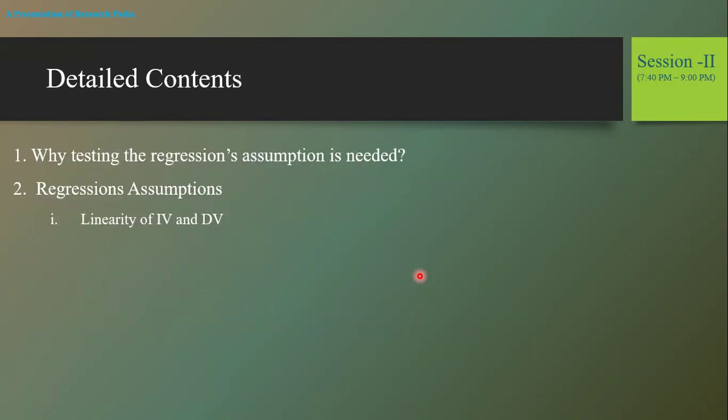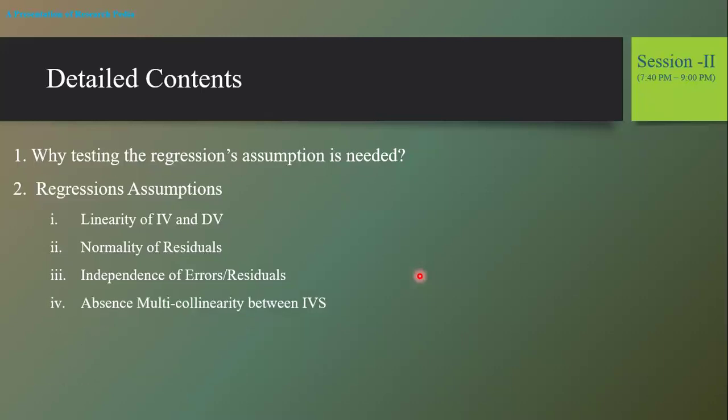The detailed contents include why testing the regression assumption is needed, why we want to test the assumptions of the regression, and what these assumptions are. It includes linearity of independent variable and dependent variable, normality of residuals, independence of error or residuals, absence of multicollinearity between independent variables, absence of outliers, and absence of heteroscedasticity.